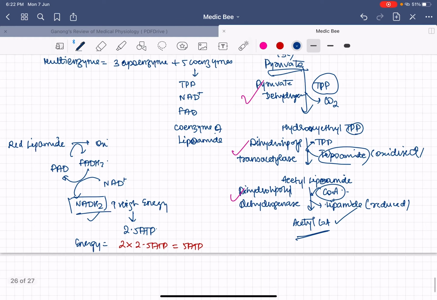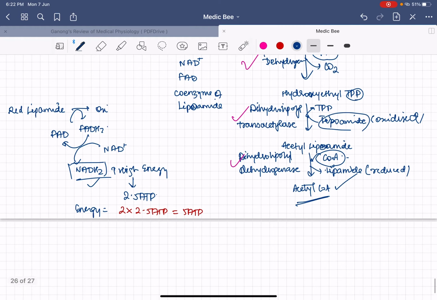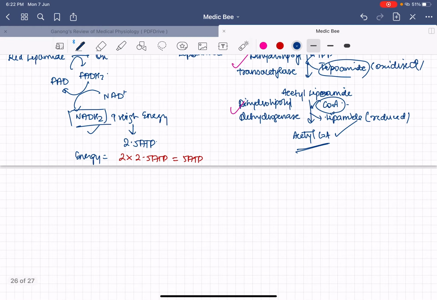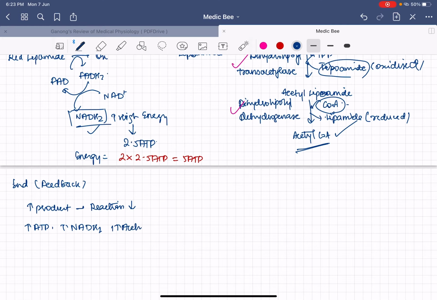So what next? How is it regulated? Pyruvate is finally getting converted to acetyl-CoA. How is it regulated? This is an example of allosteric mechanism and covalent modification. You can basically understand it like end-product or feedback regulation. So when there is an accumulation of products, the enzyme is getting stopped. When the product increases, the reaction is getting slowed down. The body doesn't want to accumulate the products, so when there is an increase in ATP, an increase in NADH2, an increase in acetyl-CoA, all these will inhibit the enzyme.